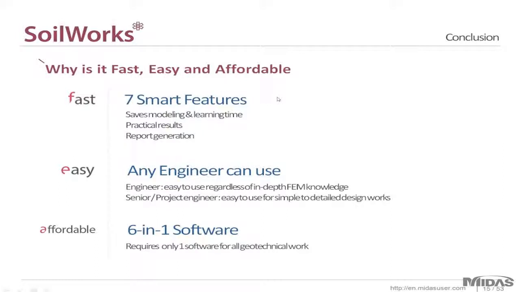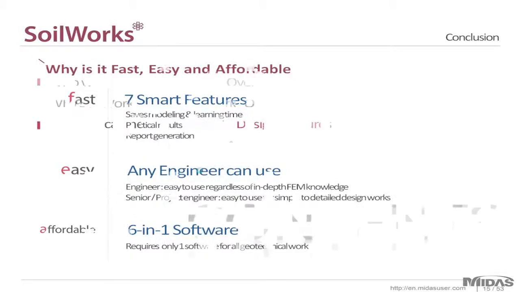Okay. So the main things to remember about SoilWorks are, one, that it's very fast. Through using the 7 smart features, you can save a lot of time and increase your efficiency. It's very easy, and any engineer can use it. Within a couple of days, your engineers can contribute to the work process through the use of the software. And once again, we also have very helpful and supportive technical support. If you have any questions, you can get in contact with us, and within a couple of hours, we'll be there to answer your questions. And then once again, it's a 6-in-1 software that handles everything, so it's very affordable.